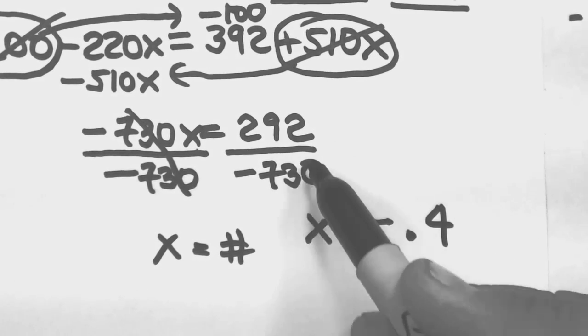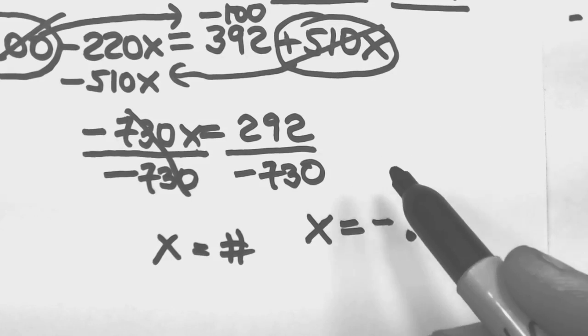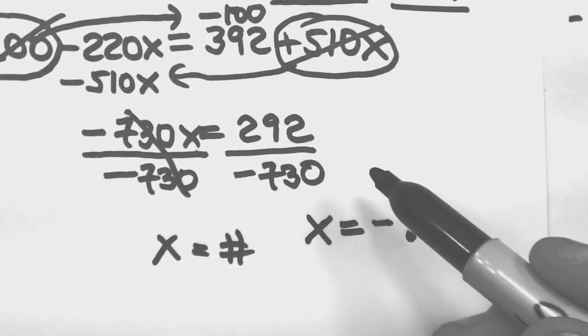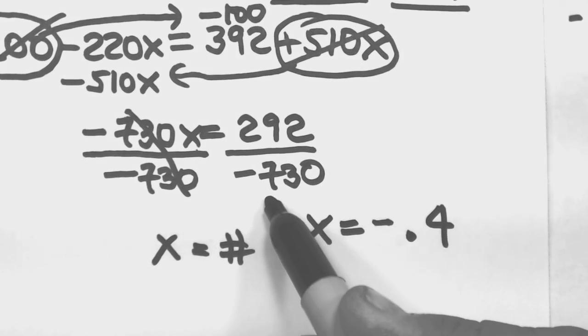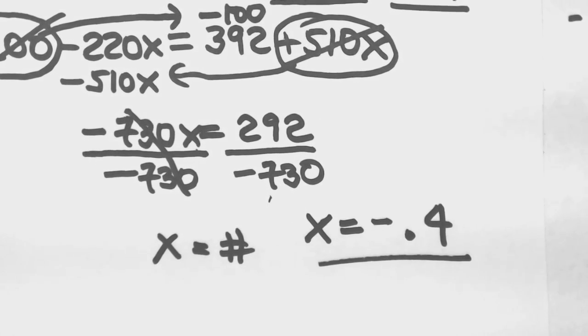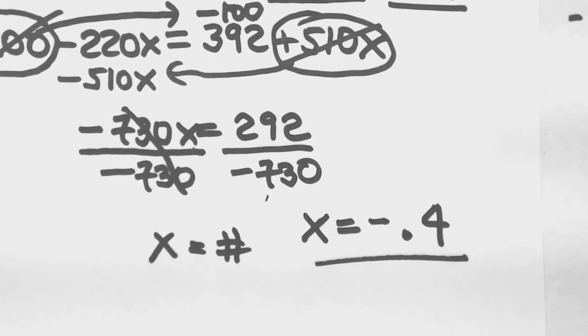Okay. So there'd be a lot of reducing we could have done on this, but there it is. Since we wanted to get it just as a decimal value, take the 292 and divide it by the 730. There's our final answer, x equals negative 4/10.